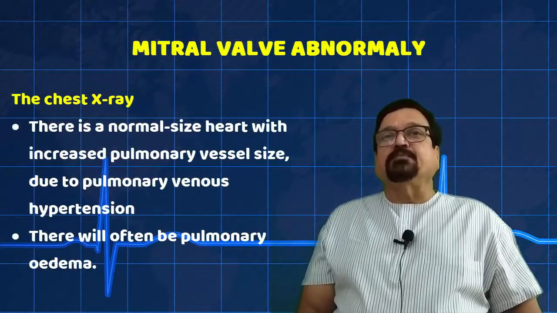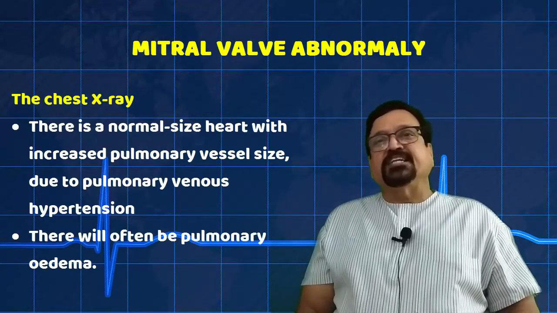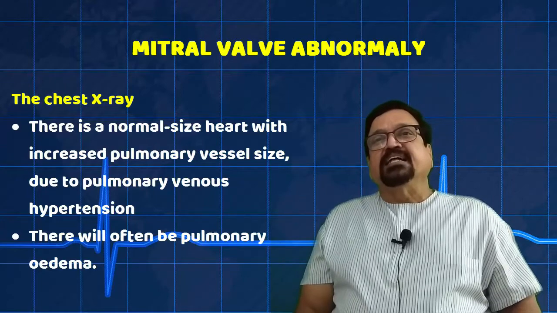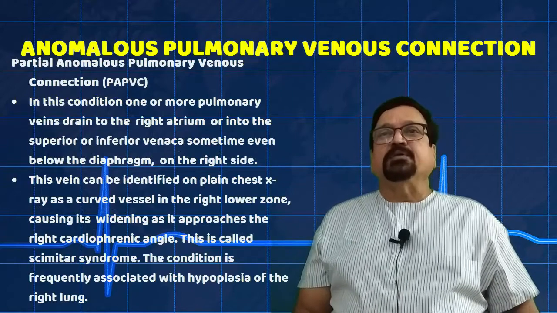Now, mitral valve abnormalities. There is a normal heart size with increased pulmonary vessel size due to pulmonary venous hypertension. There is often pulmonary edema. Now, total anomalous pulmonary venous drainage.